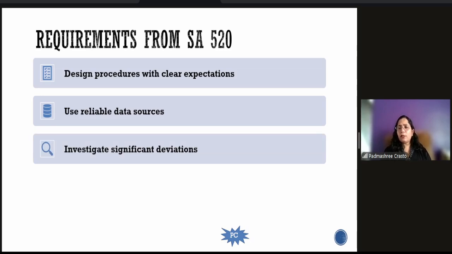Investigate significant deviations. We will come to that in more detail because this is the next requirement of the standard. Once we do the comparison, once we do the analysis, we can't leave it just like that. We have to do the analysis of the significant deviations. Maybe I expected the sales to grow by 10%. Then I set a threshold of 1 or 2%. So up to 12% is okay. But if the sales is 15%, that is when I will ask a question: what is the basis of the jump in that?